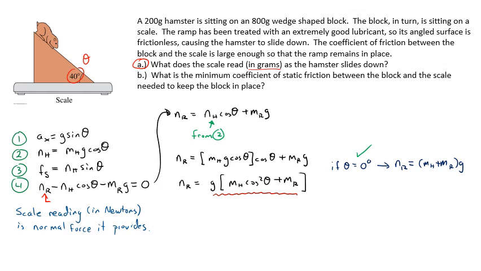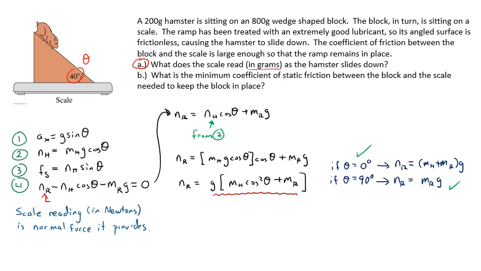So this is good. The other thing you could ask is, what if theta is equal to 90? I get NR will be just MR times g, because the cosine of 90 is 0. If theta is equal to 90, that means that the ramp is vertical. The hamster is just falling freely, right? So he's not exerting any force, just falling through the air. And so the scale would just read the mass of the ramp. So that makes sense as well, right? So at least the formula has the right units. It makes physical sense in those two cases, so we have some confidence in it.